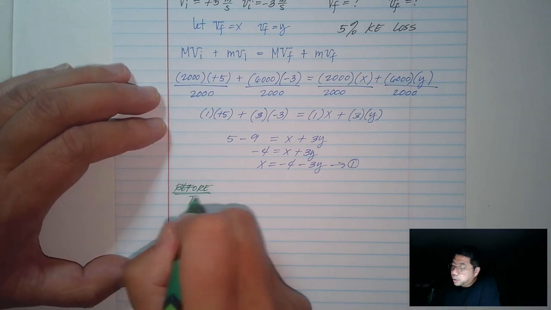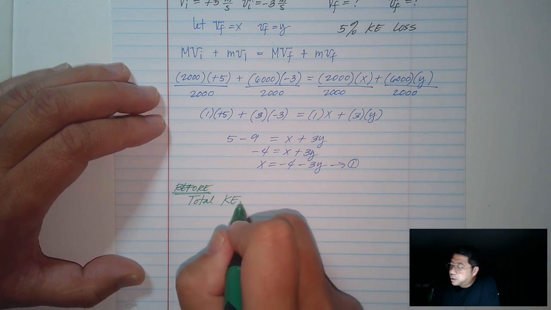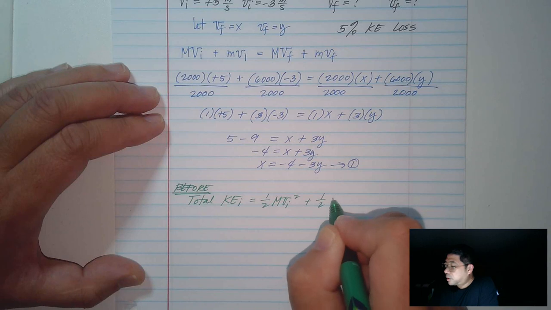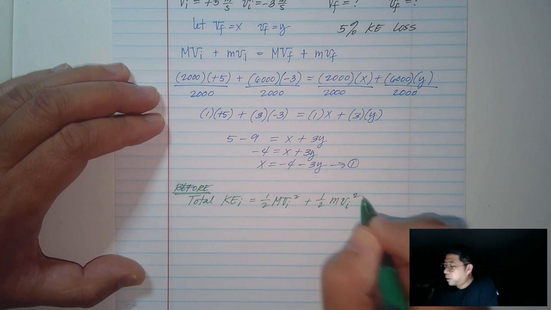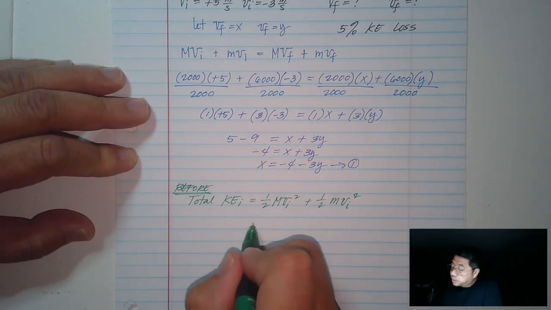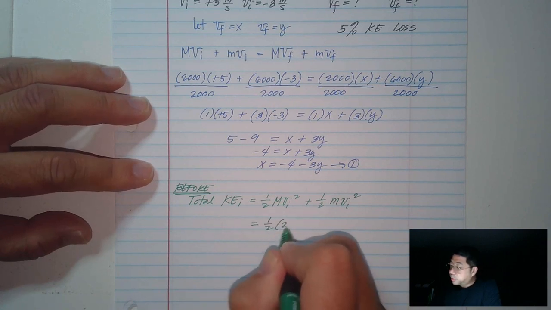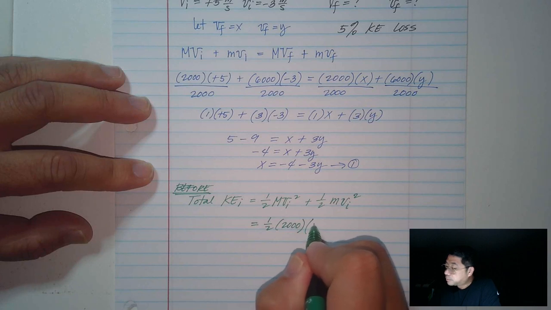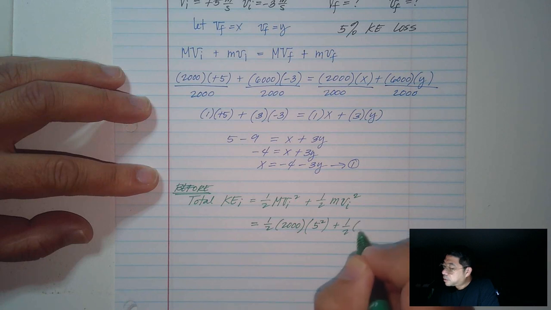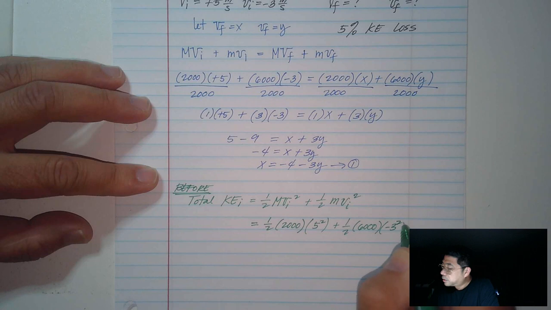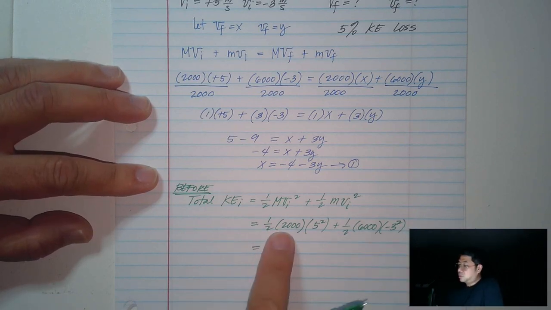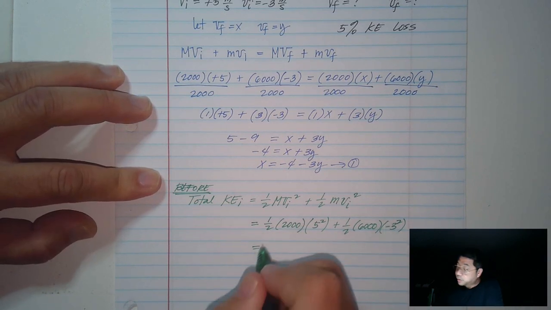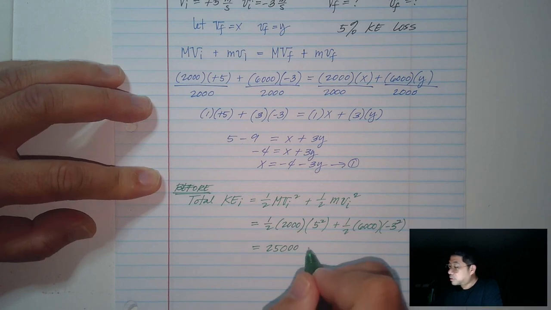Before collision, the total initial kinetic energy is equivalent to 1/2 m v initial squared plus 1/2 the second object's mass multiplied by its initial velocity squared. I will plug in the values: 1/2 multiplied by 2,000, and then positive 5 squared, plus 1/2 times 6,000 multiplied by negative 3 squared. Let's simplify it: 5 squared is 25, times 2,000 divided by 2, which gives us 25,000 joules for the first truck.